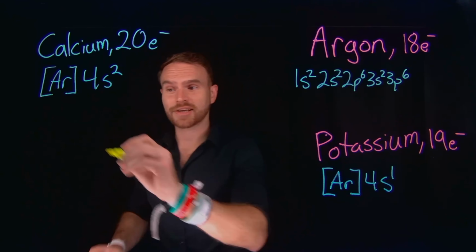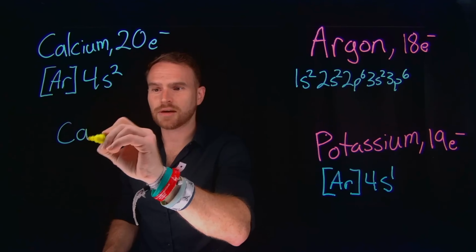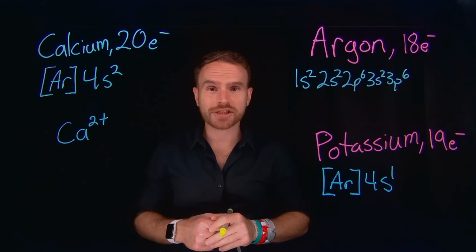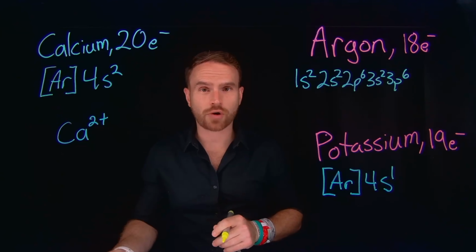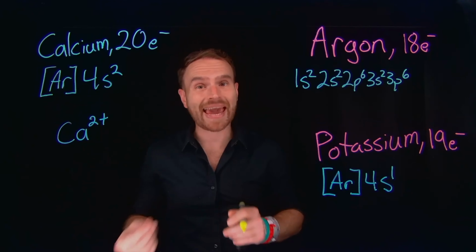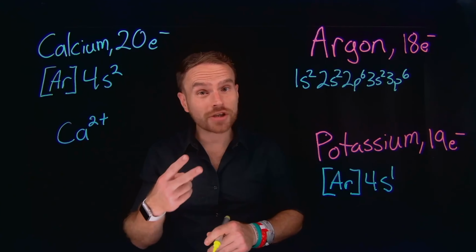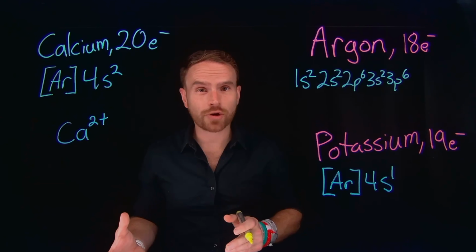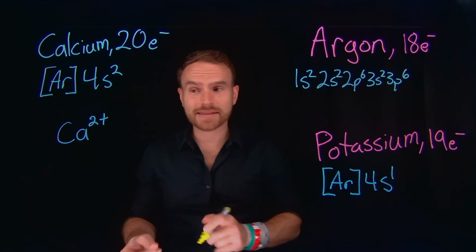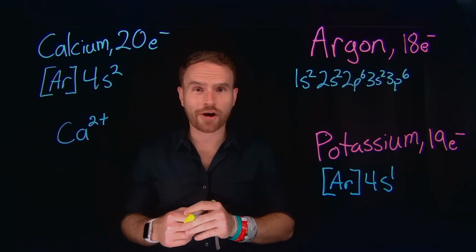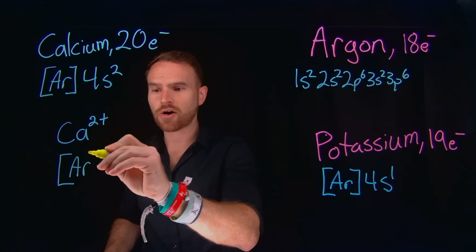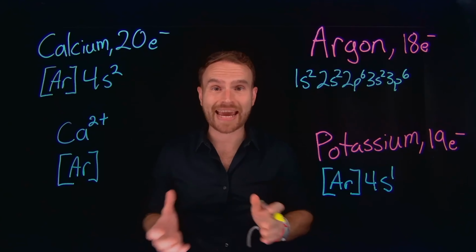Now, let's consider the ionic form of calcium, which typically takes on a 2+ charge. Remember that that 2+ charge indicates that there are 2 fewer electrons than there are protons. So in this case, there would be 20 protons, but only 18 electrons. And since we've lost those 2 electrons, when we write the electron configuration for ions, we need to account for that. This therefore means that calcium in the 2+ ionic charge state has the same electron configuration as argon, because now it will only have 18 electrons.